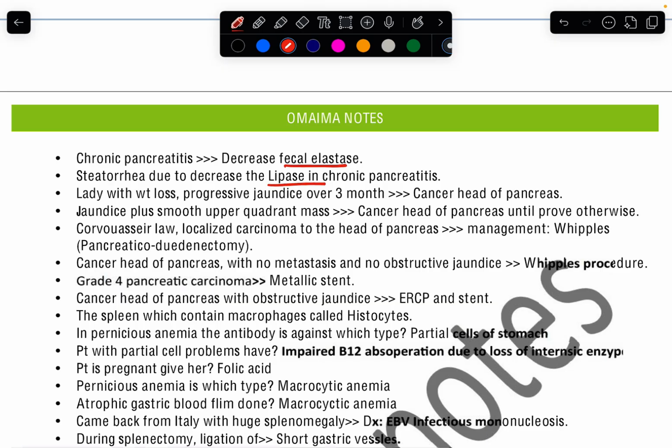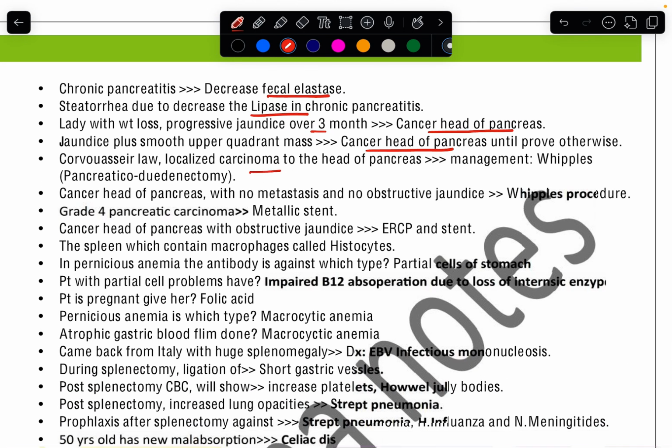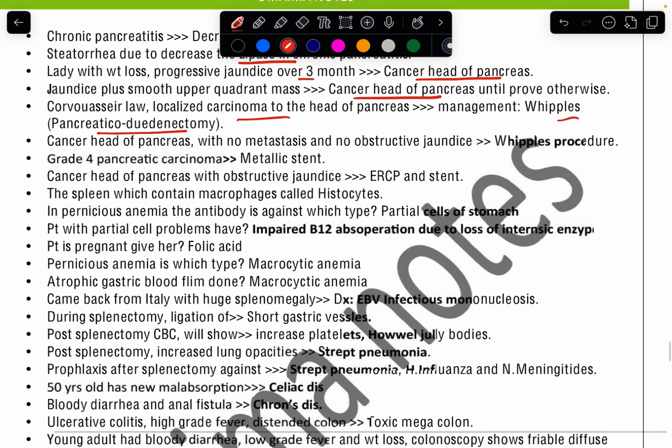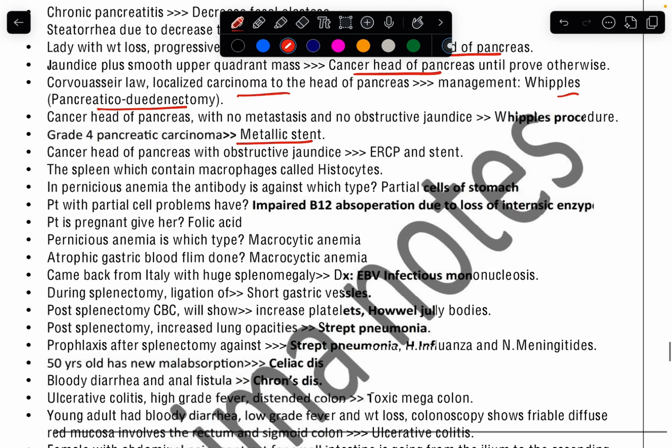Lady with weight loss, progressive jaundice, 3 months: cancer head of the pancreas. Jaundice plus smooth upper abdominal mass: cancer head of the pancreas. This is Courvoisier's law. Localized carcinoma of the head of pancreas: Whipple's pancreaticoduodenectomy. Cancer head of the pancreas with no metastasis, if Whipple cannot be done, then metallic stent.